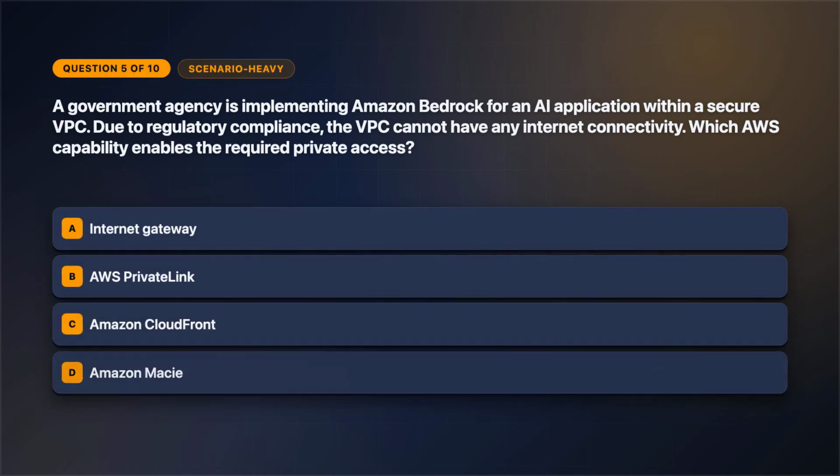Next up, question 5. The trap is in the setup. A government agency is implementing Amazon Bedrock for an AI application within a secure VPC. Due to regulatory compliance, the VPC cannot have any internet connectivity. Which AWS capability enables the required private access? Select one answer. Review the answer choices on screen.